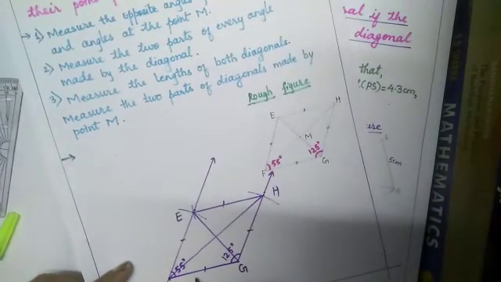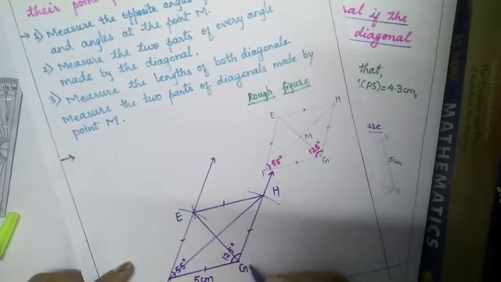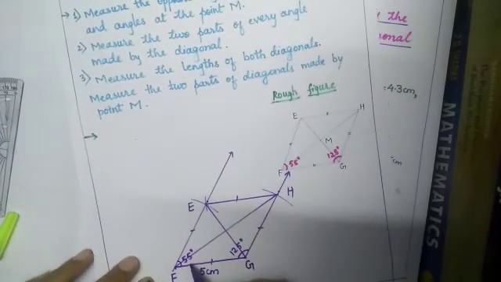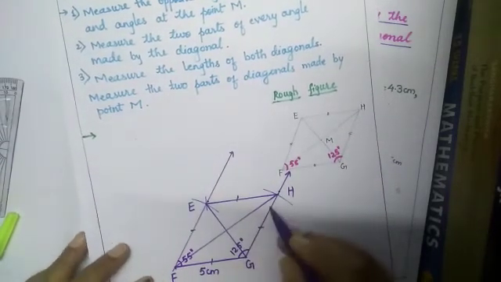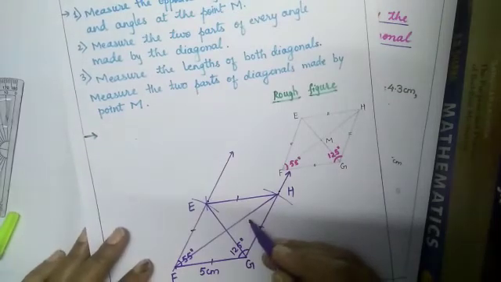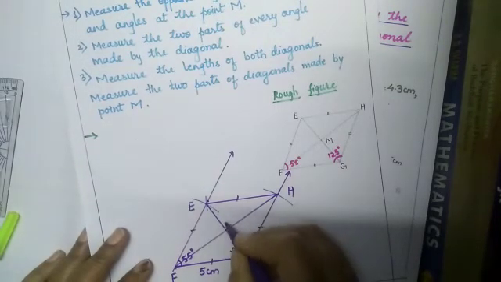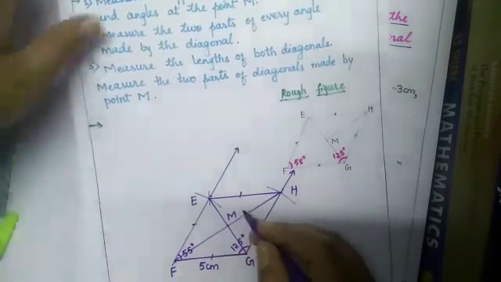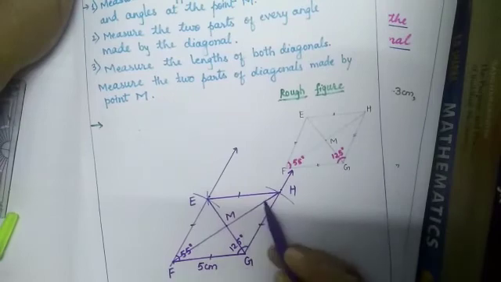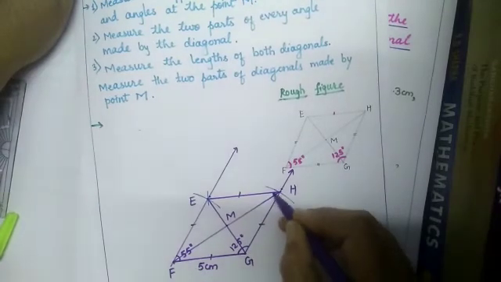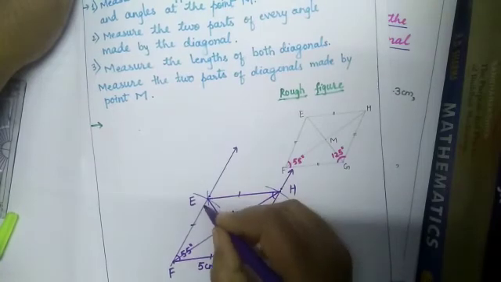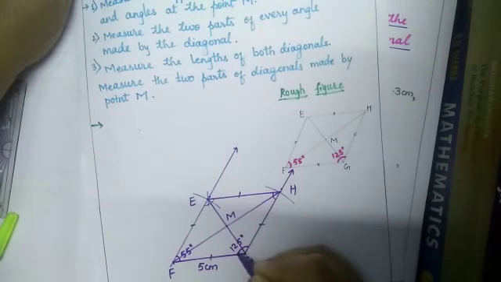What we have taken? This side we have taken as 5 centimeter. All the measures. This angle G is taken as 125. Angle F is taken as 55 degree. But we have seen just now both the diagonals are not equal. The point of intersection, what we have to take? Point M. Now what are the properties we come to know about rhombus? Opposite angles are congruent. As this is 55, this will also be equal to 55 degree. This angle G is 125. This angle will also equal 125 degree.